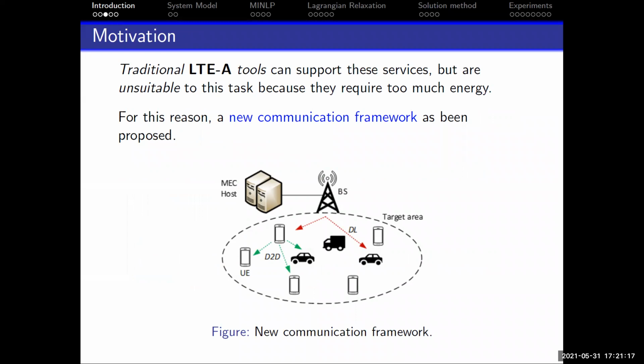So recently a new communication framework has been proposed, which you can see in the picture. Basically we have the antenna and the user equipments, which are represented here in the figure. What happens is that the antenna sends the message to the users, and then the users communicate by themselves by broadcast.